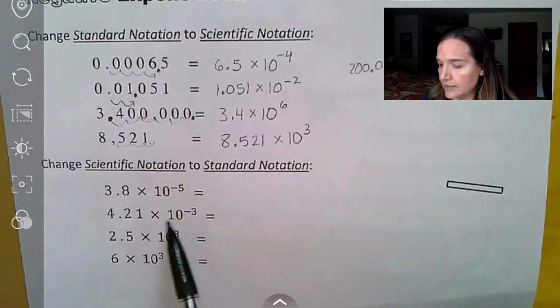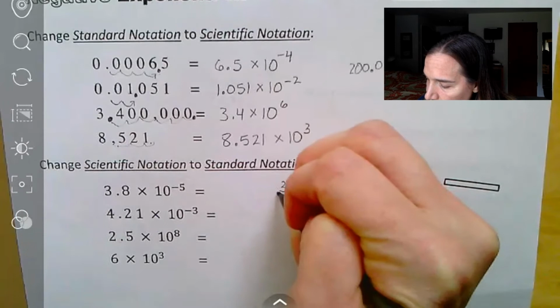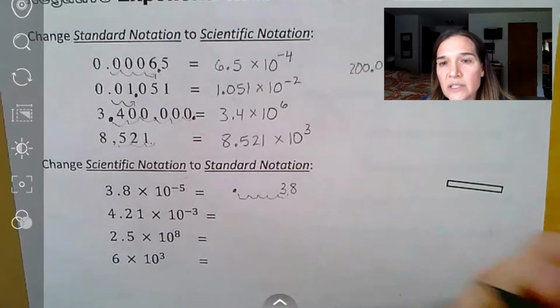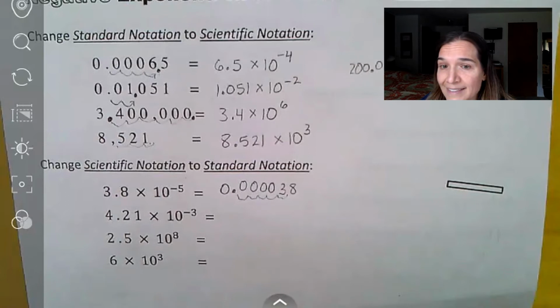Negative 5th tells me it's going to be a tiny number. I'm going to move my decimal point to the left. So I had a 3 and an 8. The decimal point was here, but I move it back 5 places. 1, 2, 3, 4, 5. The empty spots get filled with zeros. So I need 4 of them, and then the 5th spot was the 3. And there we go. 0.000038.